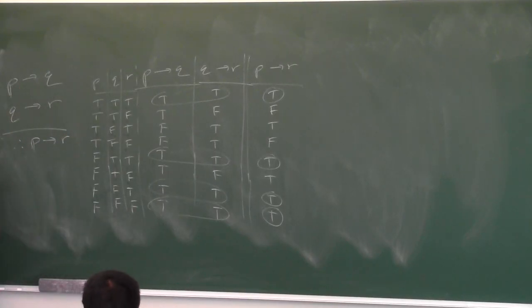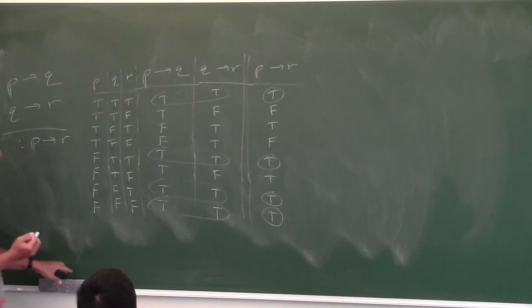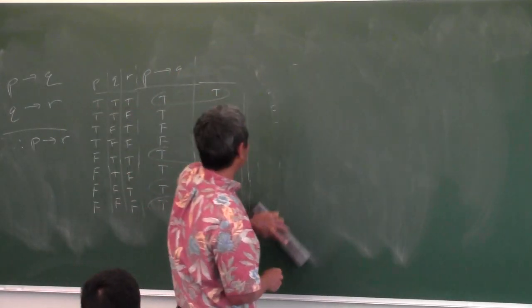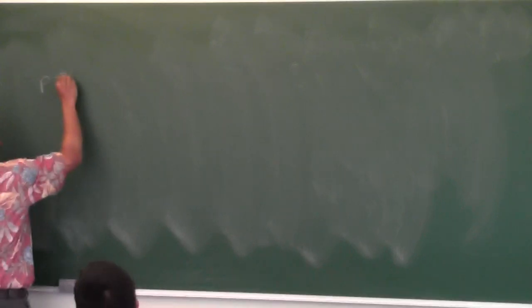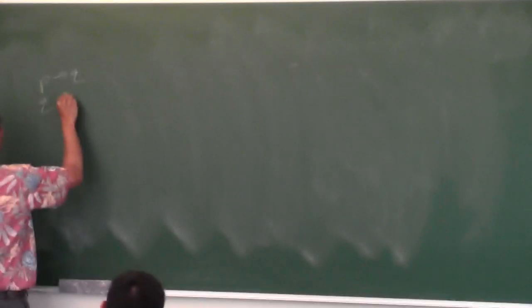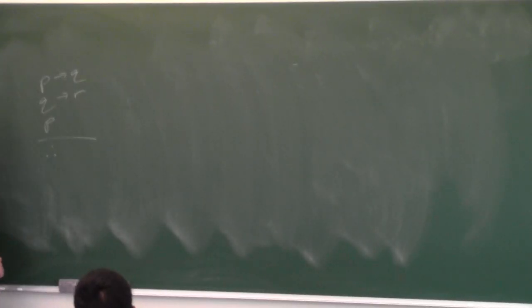So, now, see, this is how you got to think. If this is true and this is true, what would be a logical conclusion? That's what you got to figure out, okay? So here we go. We'll start off really easy. P implies Q. Q implies R. P, therefore, what? What can I conclude?